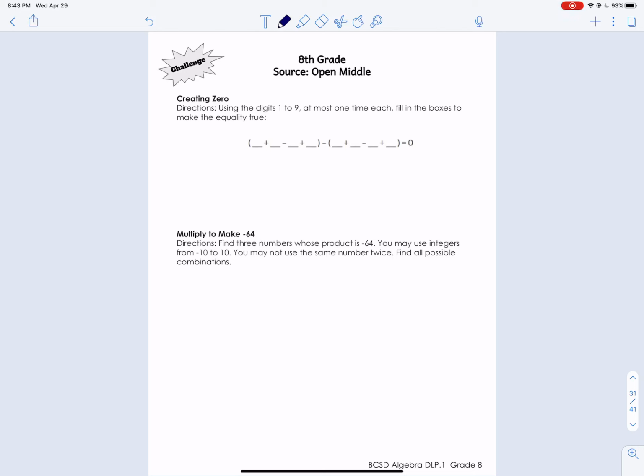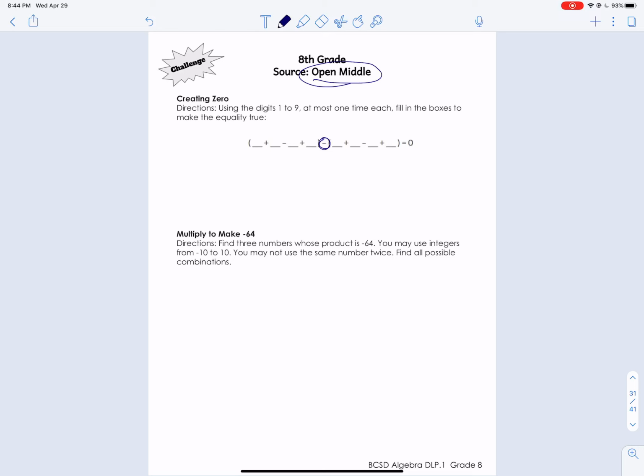Okay, so here's a challenge. This Open Middle is actually a website. There's all kinds of really awesome problems. They're not really brain teasers necessarily; they're really testing or challenging your understanding of, in this case, subtracting polynomials. So again, thinking about what happens when we have this little negative here. What does that do to the sign of the terms in that right-hand expression? So you really have to think about it.